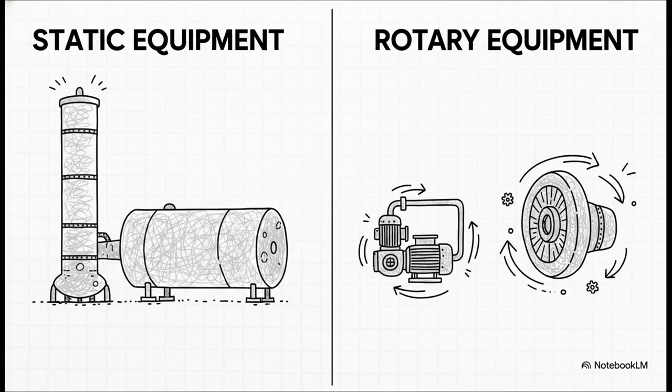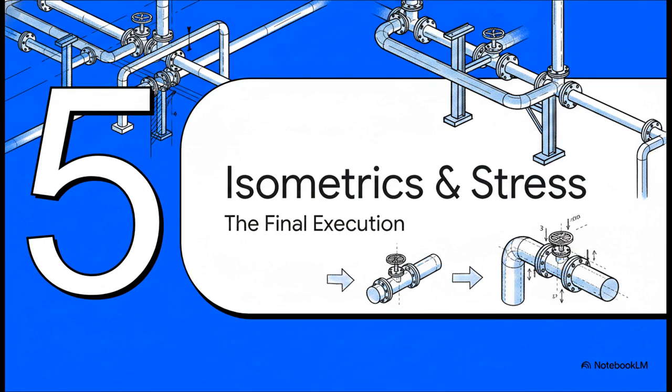Beyond the pipes and valves, your layout also has to account for massive pieces of industrial equipment, and this is broadly categorized into two main types. First, you've got static equipment, basically things that don't move. This includes massive storage vessels, heat exchangers that transfer thermal energy, and those towering distillation columns. Second, you have rotary equipment. These are the things that spin and do the heavy lifting, like pumps moving liquids, compressors handling gases, and massive turbines.